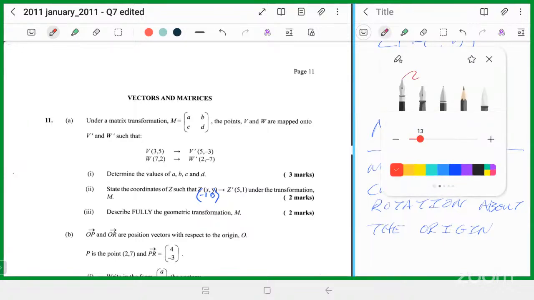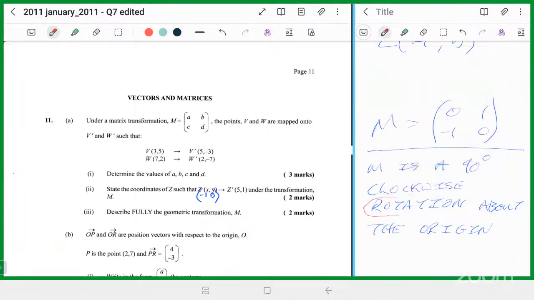Rotation has 3 components. You give the name first, which is rotation, the name of the transformation. The transformation, rotation, has 3 components: angle, direction, and center. You have to state all 3 in your description, otherwise you're going to lose marks.